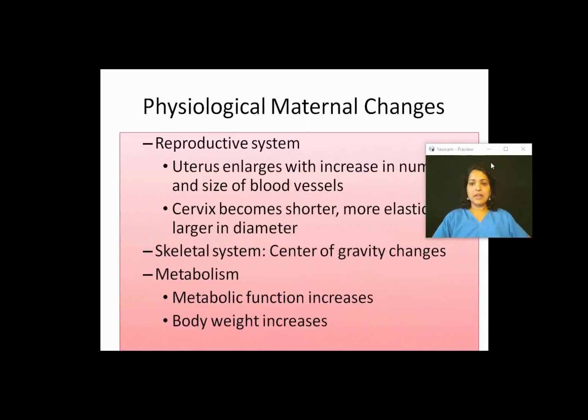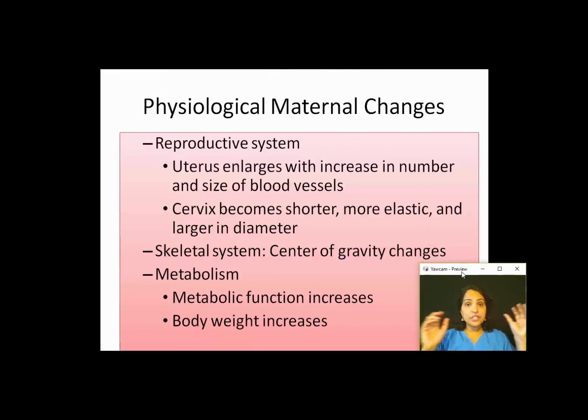Reproductive system. Now, reproductive system, as we know, there are huge changes happening in every aspect of the reproductive system. It includes the uterus, which enlarges. The cells are going to enlarge. The number of blood vessels, or the size of the blood vessels, is going to be higher. And the cervix is going to become shorter, more elastic, and larger in diameter. And in this one, I also wanted to mention the breast changes. Okay, there are a lot of changes which are going to happen to the breast because they are also included in the reproductive system. Right?